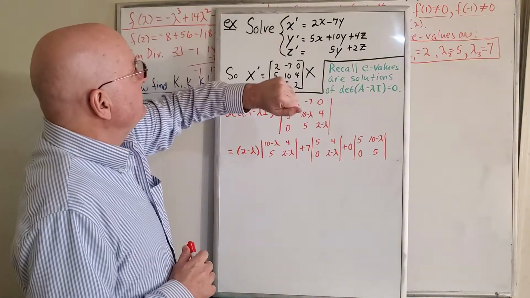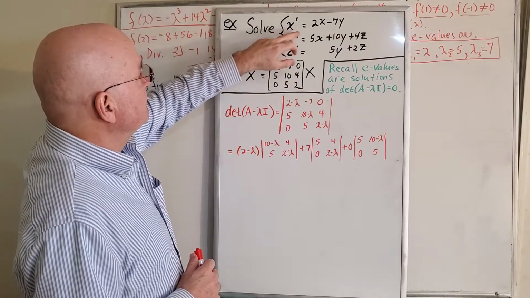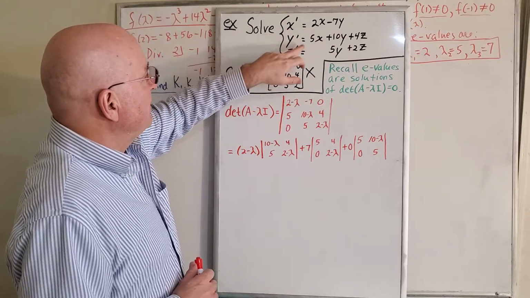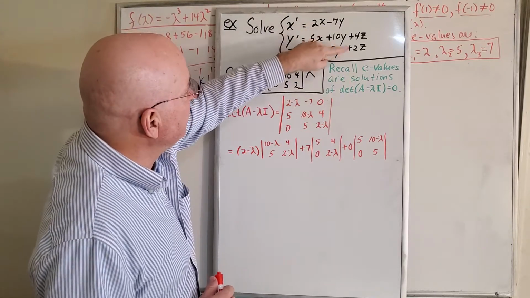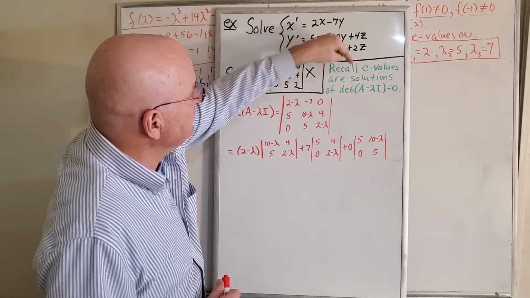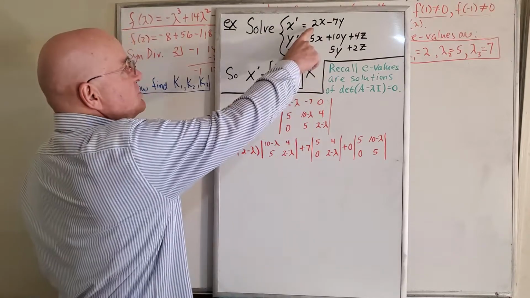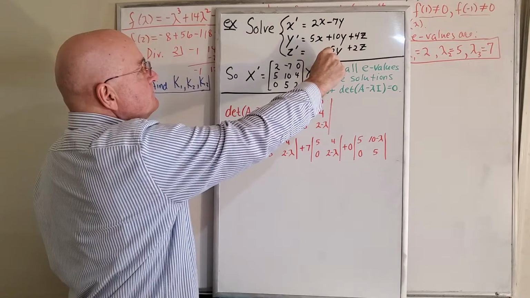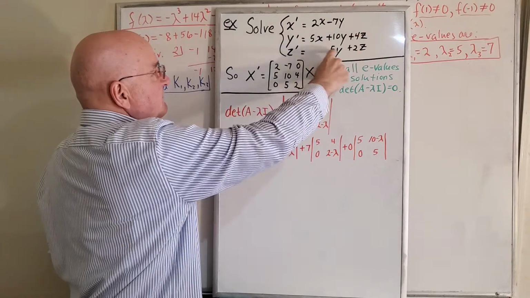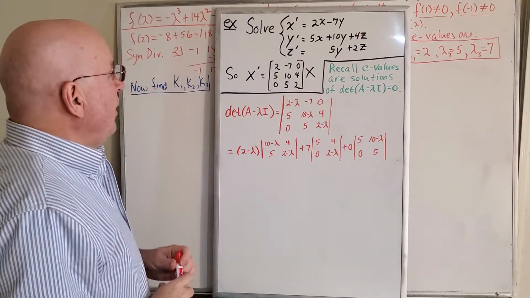Okay, we got three equations. X prime is 2x minus y prime is this, and z prime is this. Notice I lined them up nicely, so you have the x's and the y's and the z's lined up. So we've got a function of x, y, and z here, even though it's just plus 0z. A function of x, y, z here, and a function of x, y, z here.